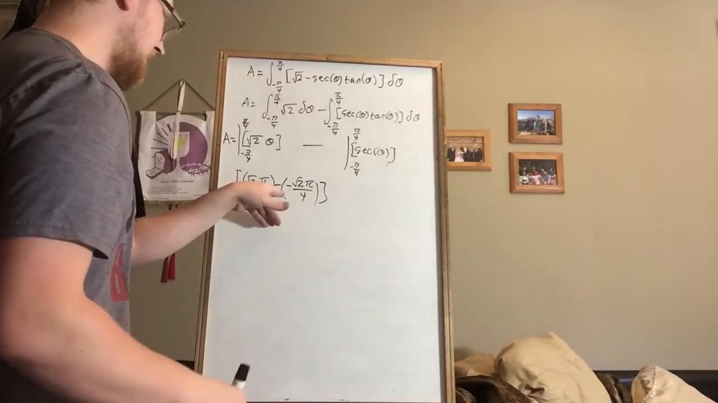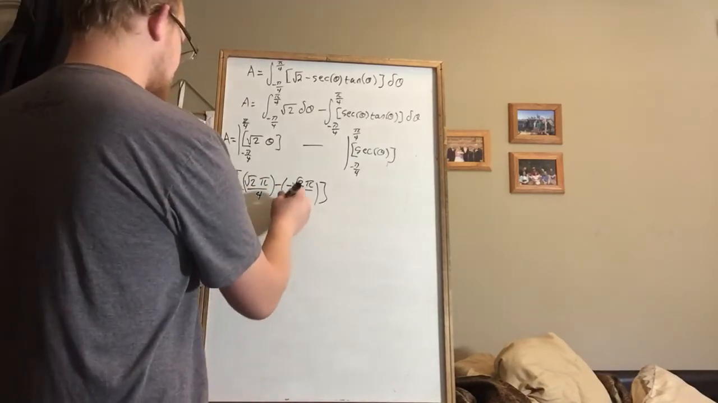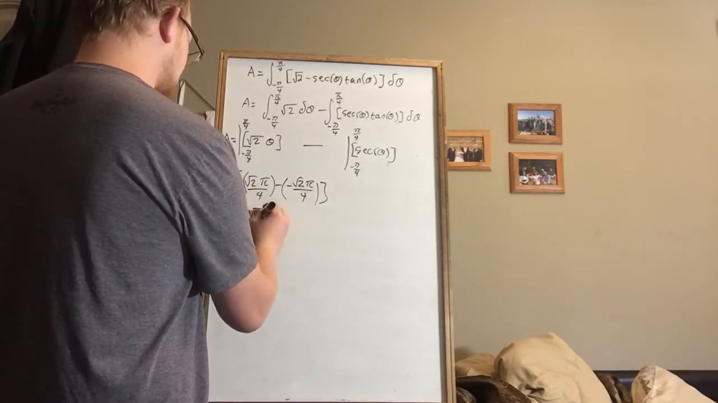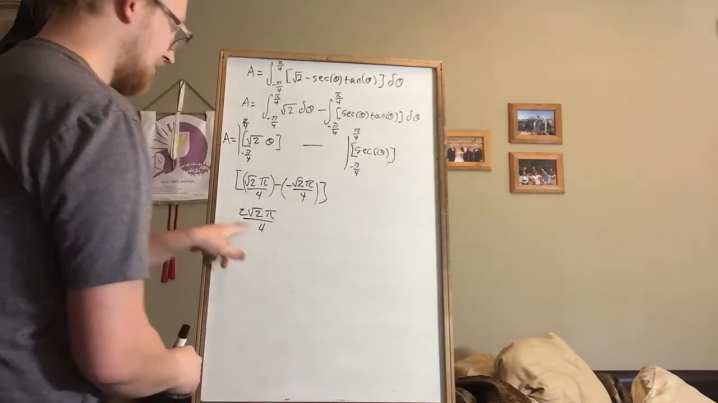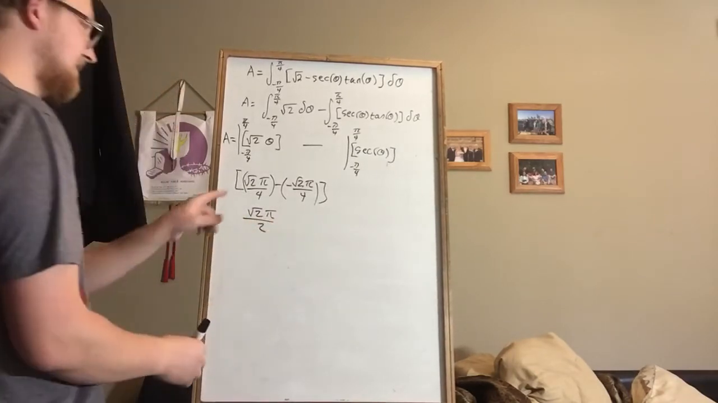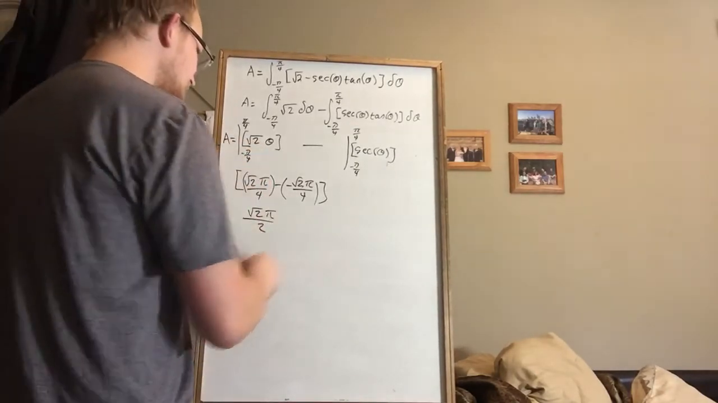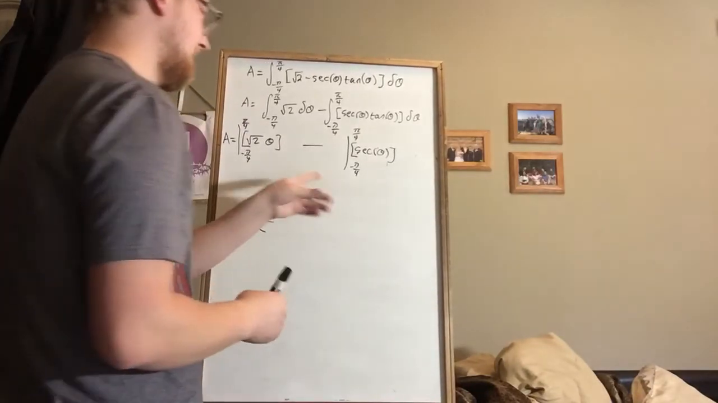Alright, and so we can combine these. A minus, double negative is a positive, so we're actually turning this into root 2 pi over 4 plus root 2 pi over 4, which is root 2 pi over 4 times 2. The 2 and the 4 cancel to leave a 2 in the denominator. So this side's evaluated right here. Alright, now let's go ahead and evaluate this side. It'll probably take a little more room.